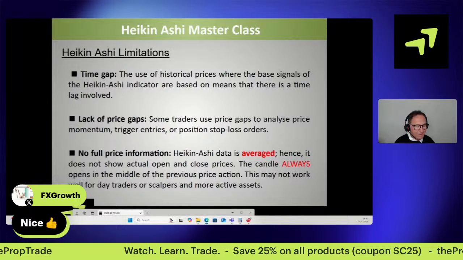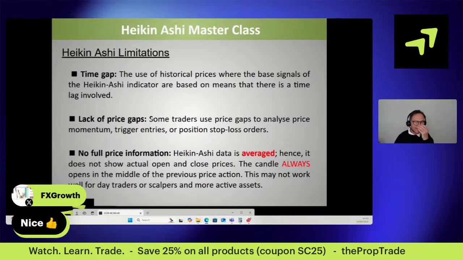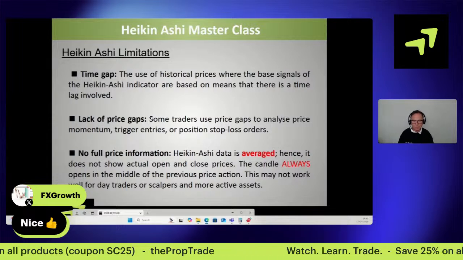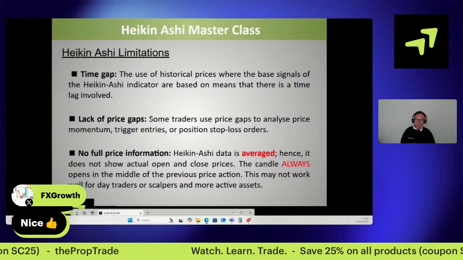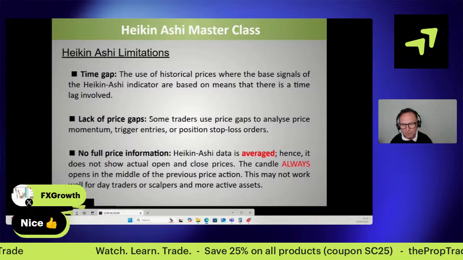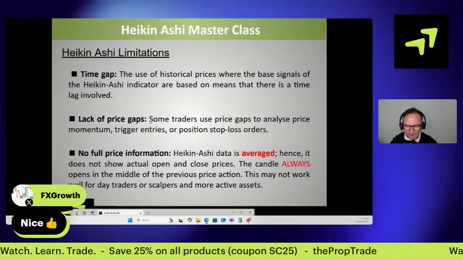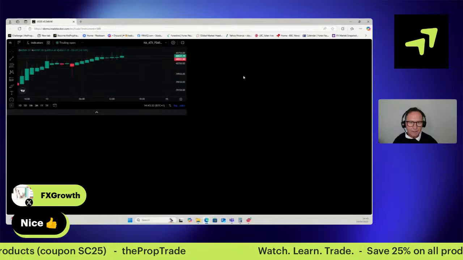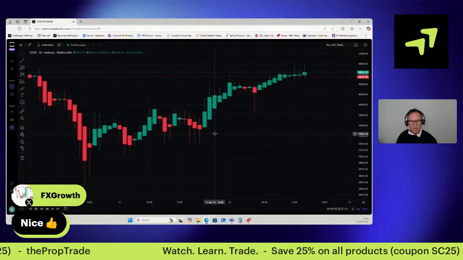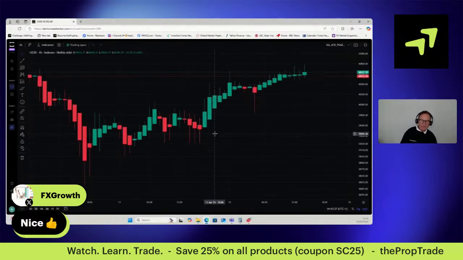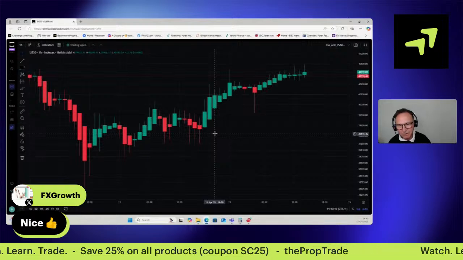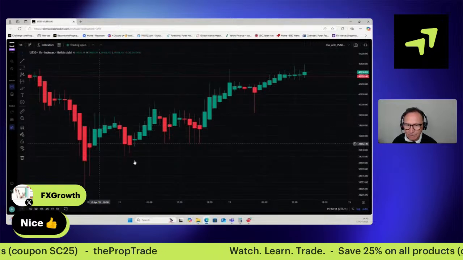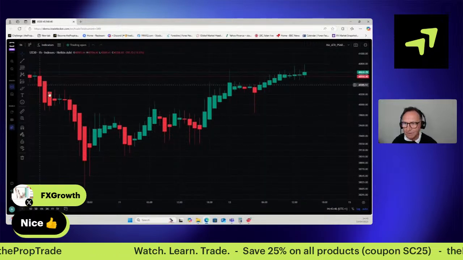The lack of price gaps. Many traders look for price gaps to analyze what's going on with regard to momentum, entries and positioning. You don't get that with Heikin Ashi. There are no gaps on the chart. Some people think that's quite an issue, because some short-term traders in particular are looking for gaps in the market. You can see here there's no gap at all on the Heikin Ashi candles.